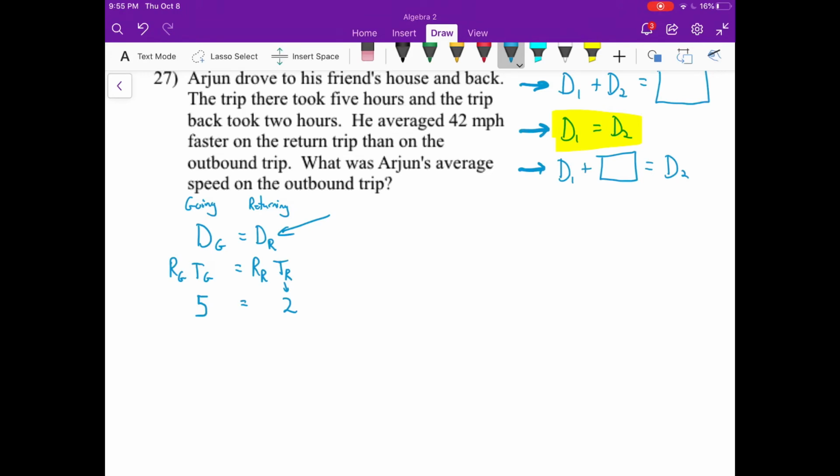Now, what I normally do is let a variable represent one of the rates, and then relate it back to that for the second rate. So let's just say the trip going, his rate was X. So let X equal the rate going. Well, what's his rate returning going to be then?